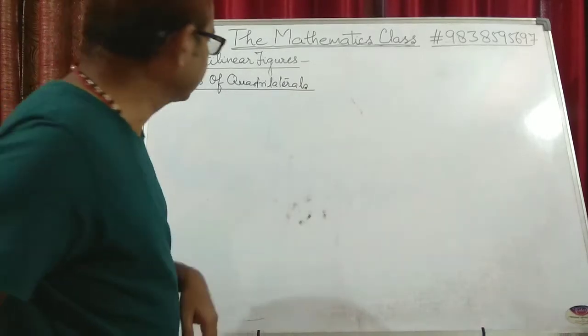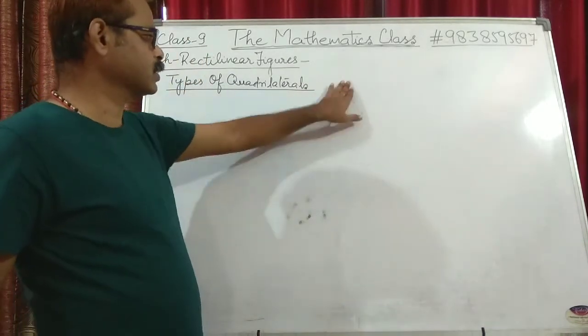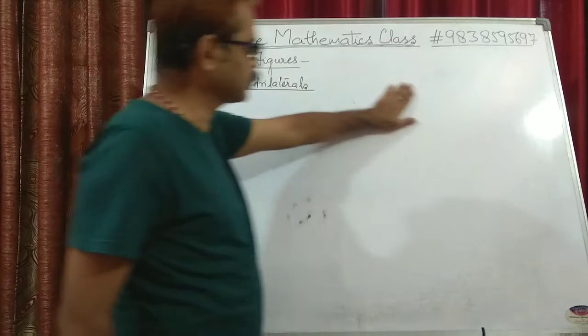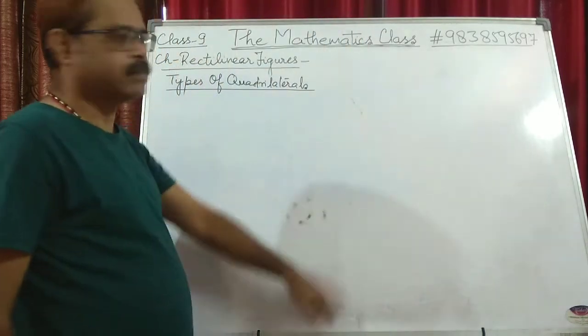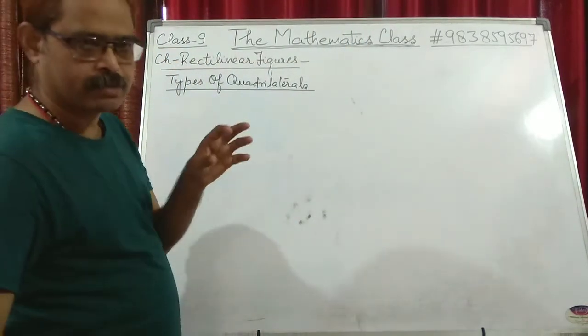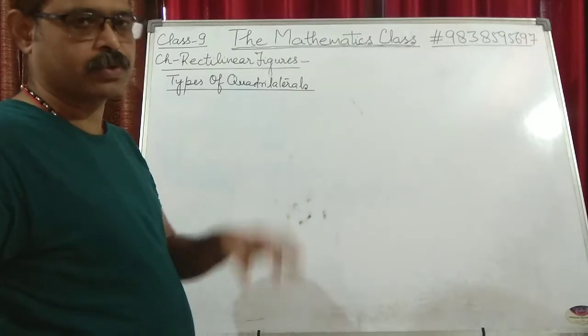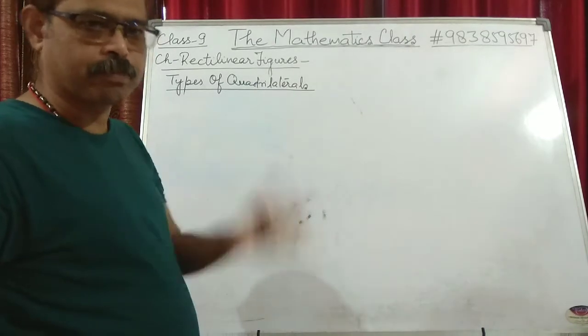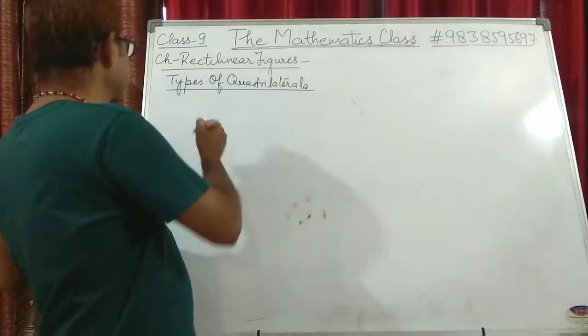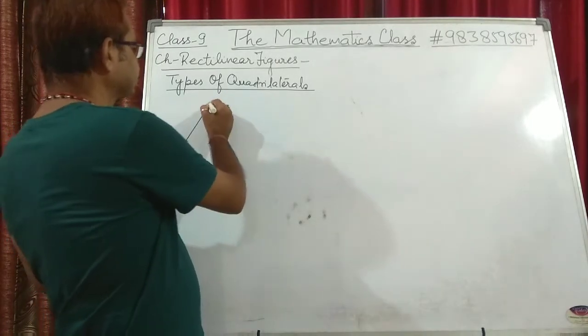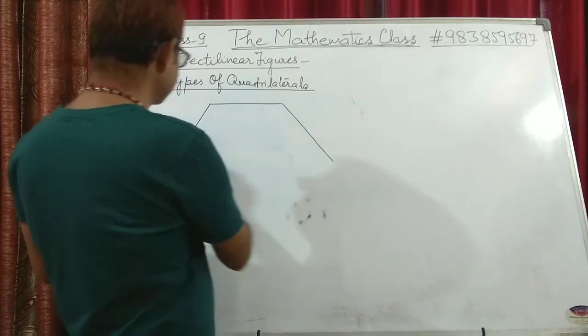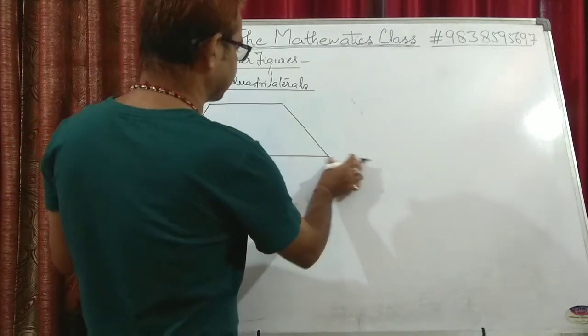as a quadrilateral. Now I have already told you about the types of quadrilaterals, but here we'll discuss the types of quadrilaterals and a few of their properties. First one is a trapezium. Now what is a trapezium? This is the first quadrilateral.